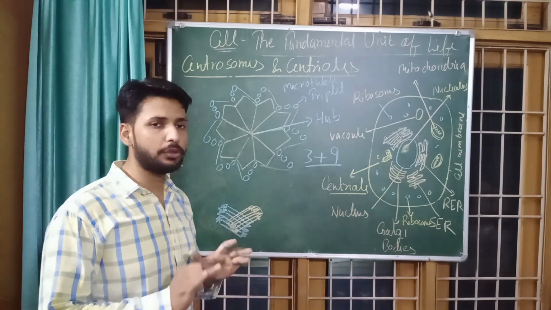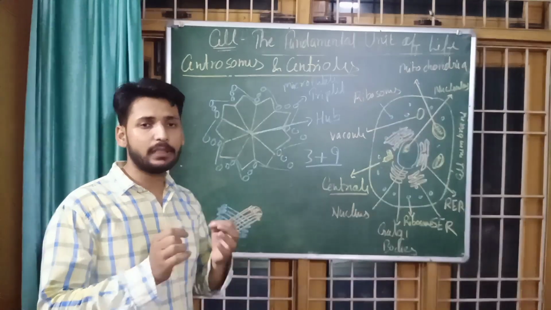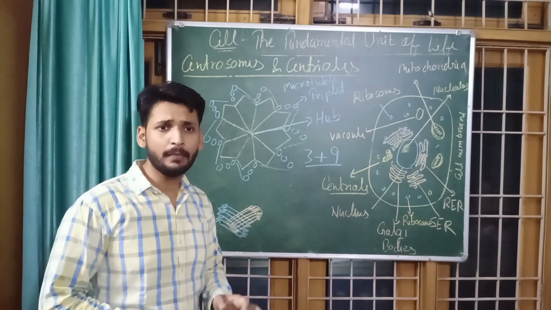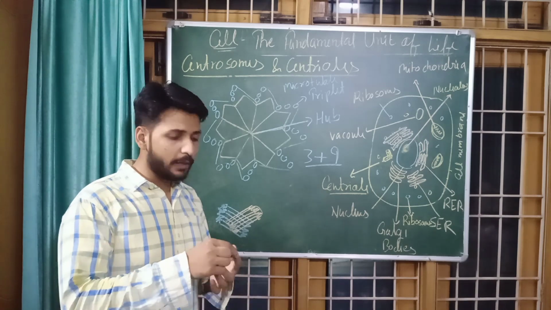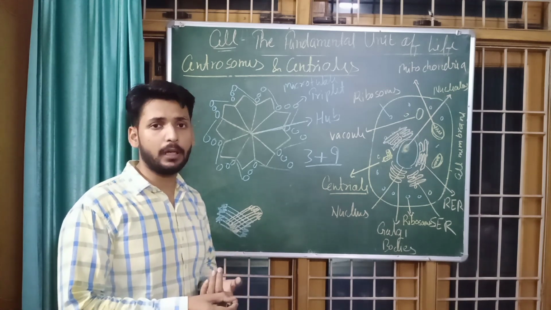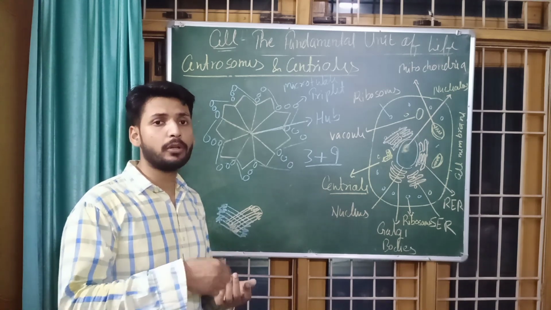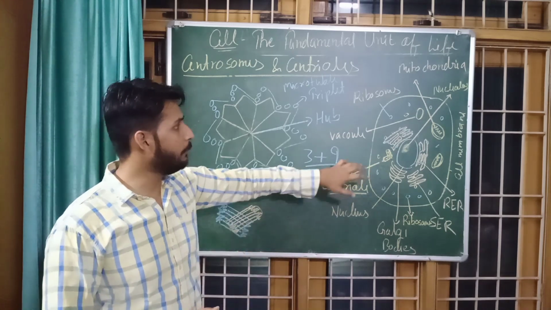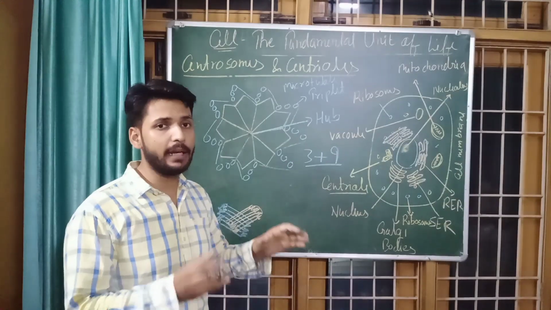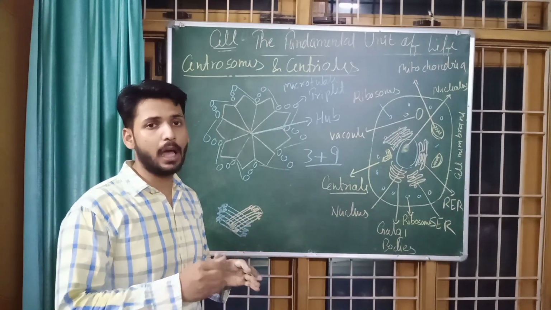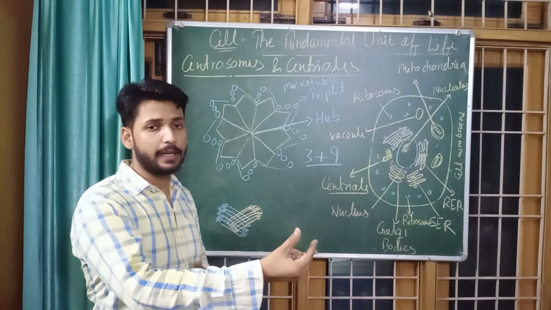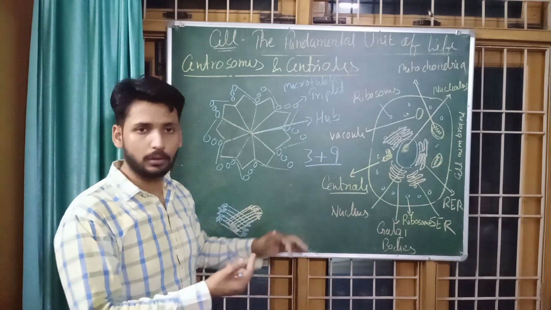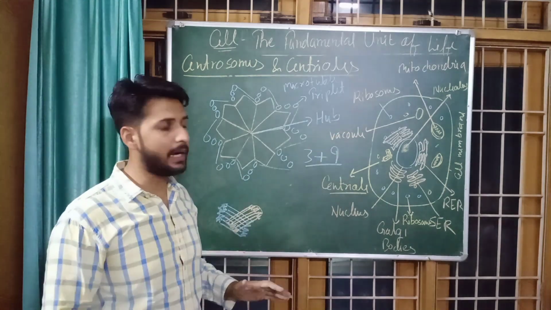Now, what is their function? Its first function is that it helps in cell division. How does it help in cell division? It forms the spindle fibers, which get attached to the chromatin and help in cell division. Got it? They move towards the opposite poles, and from there spindle fibers are attached to the chromosomes, and they help in cell division.